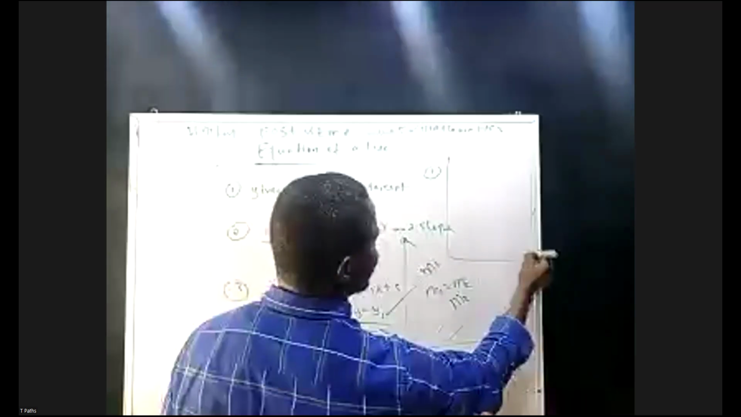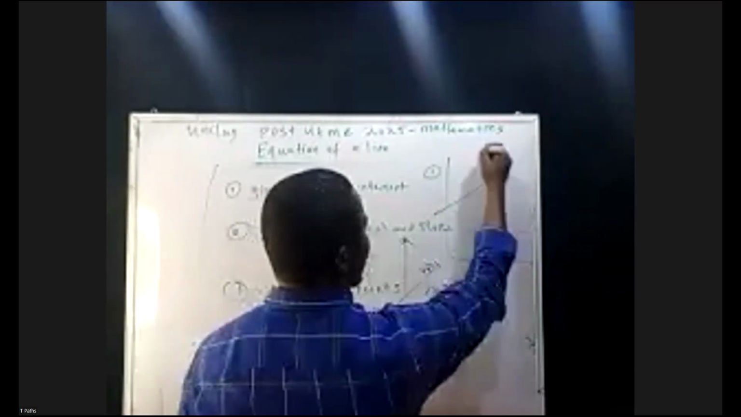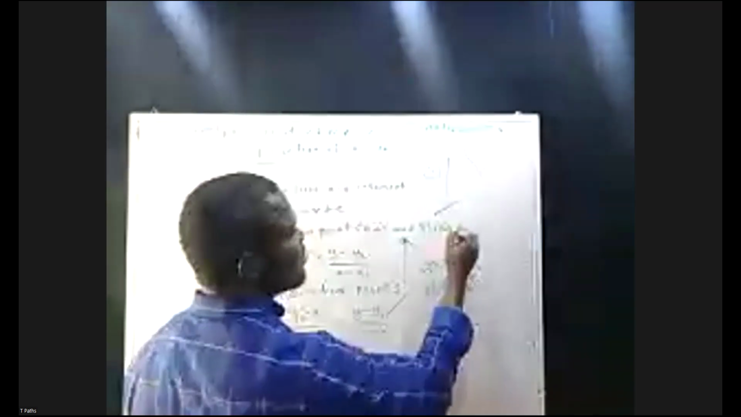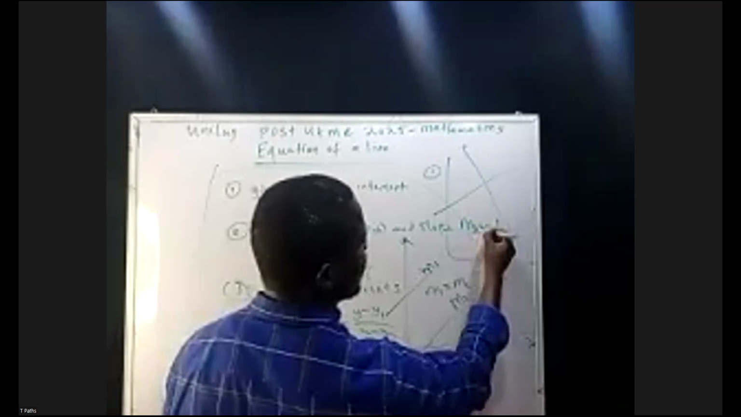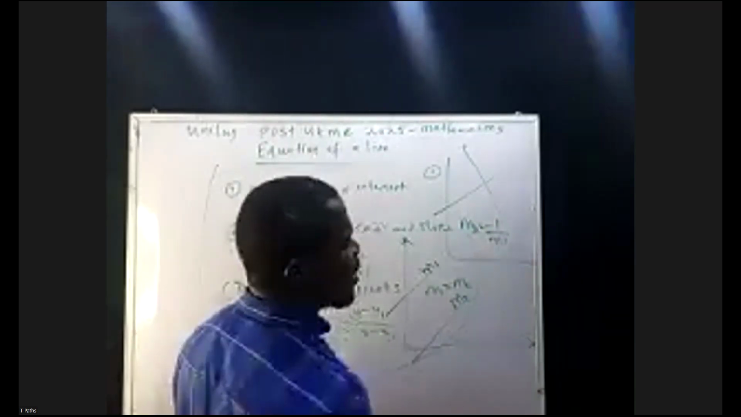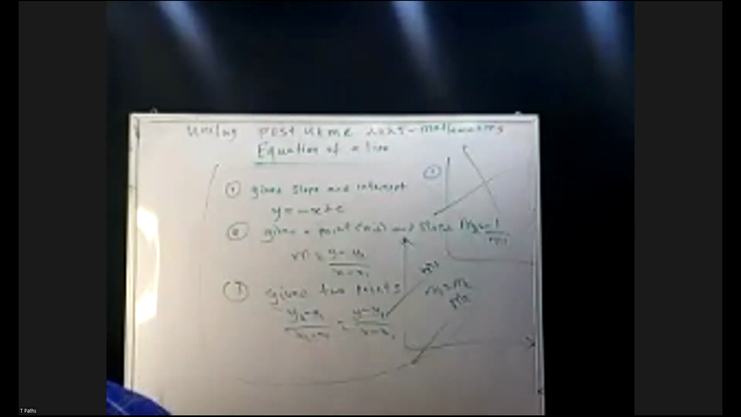Now, for perpendicular lines, you have a line like this. Another one comes like this. There is this formula: m1 equals to what? Minus 1 over m2, and m2 equals to what? Minus 1 over m1. It's important that we get this.